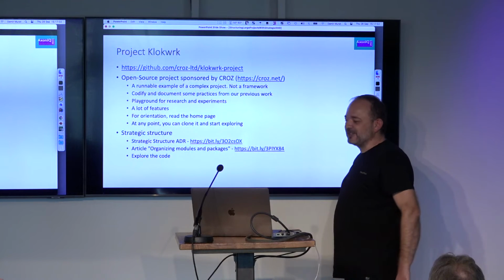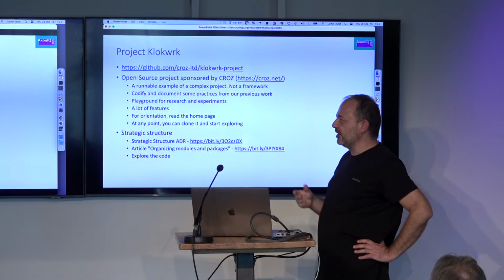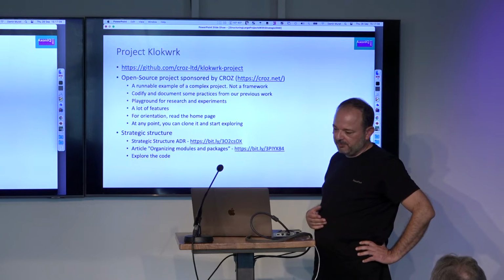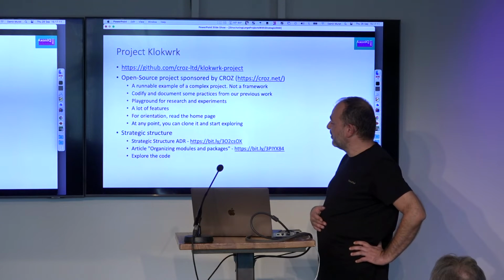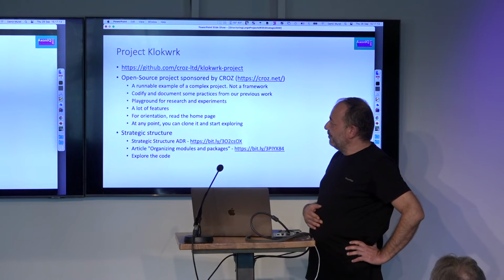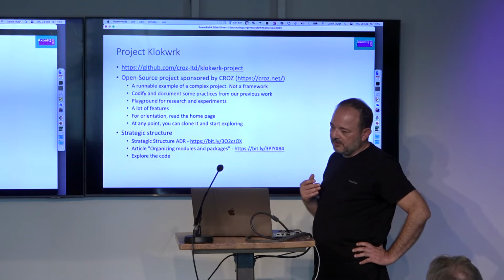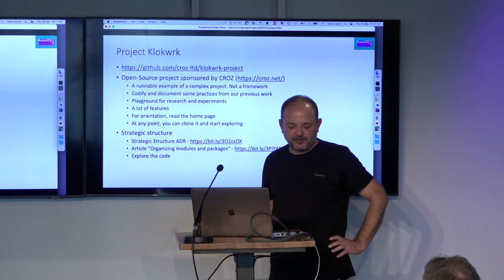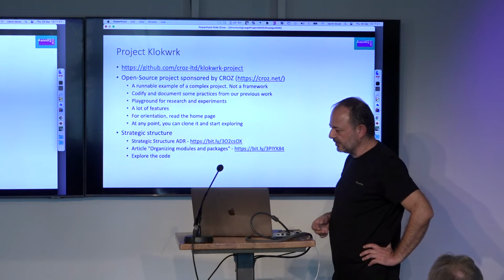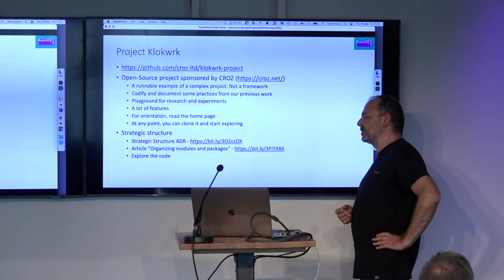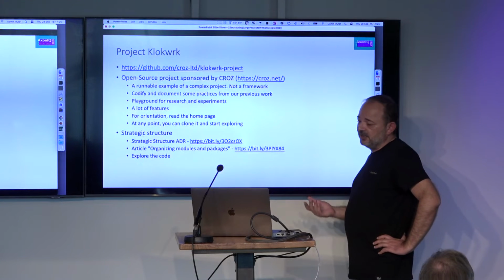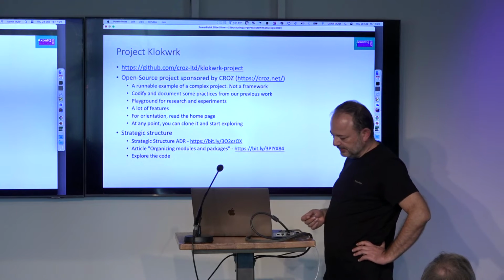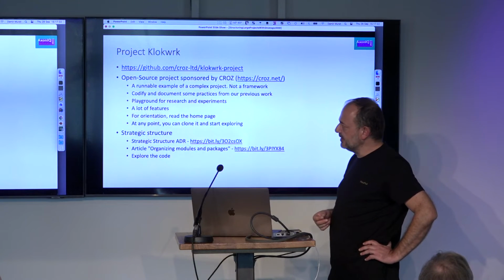Okay. Examples I show are coming from the real project. It is called Clockwork. It is open source project sponsored by CROZ. We created it because we want to have the place where we can put and codify and even document some practices from our previous projects. It is also a nice playground for experiments, for observing the results and see if they're useful or not.